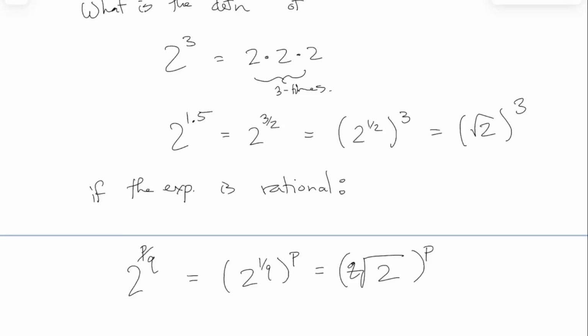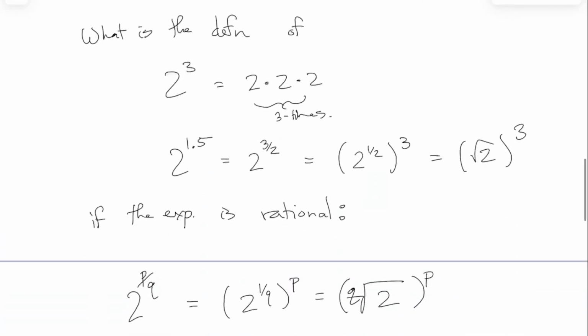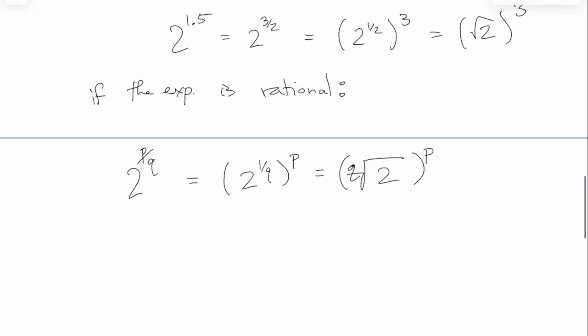You ready to get crazy here? Anyone know what my next question is going to be? We started with, if the exponent is a whole number, it means that. What if the exponent is rational? It means that. What if the exponent is irrational?